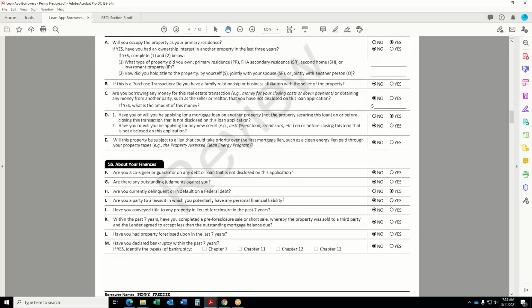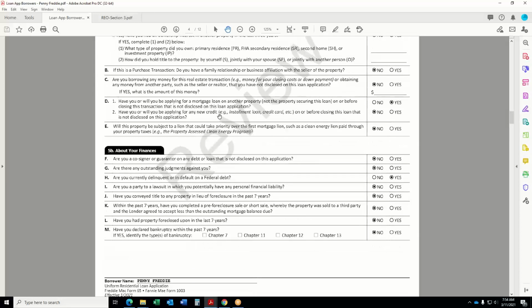Question D, 1 and 2 is really digging into the borrower's anticipated financial picture as we move through the transaction. So it's asking the borrower if they will be applying for a mortgage on another property during this process. Question 2 is asking the borrower if they intend to apply for any other new credit during this process, such as installment loans or credit cards. So it's a great way to open that conversation and really dig into the borrower's financial intent.